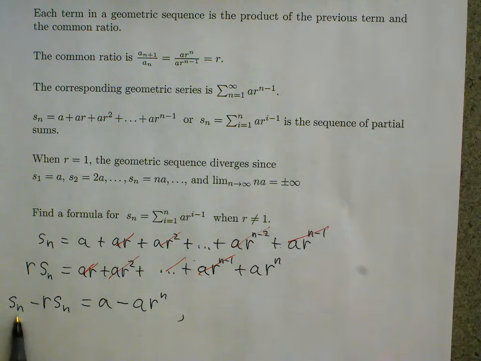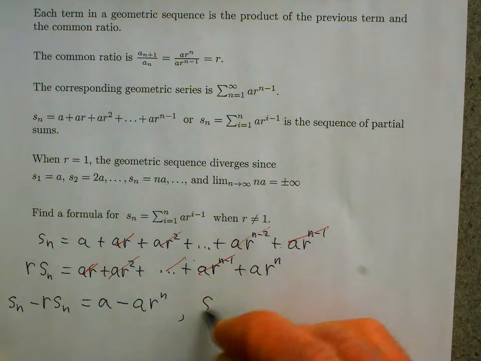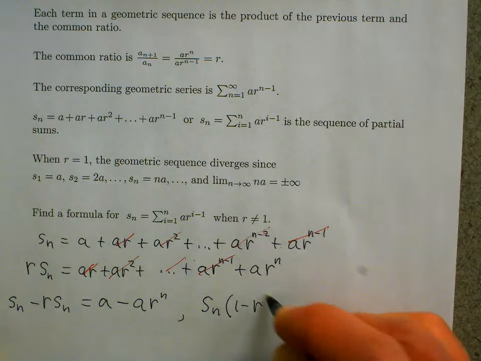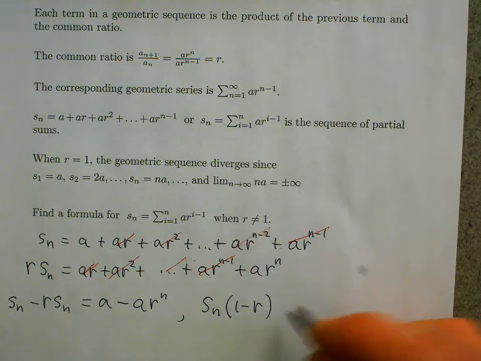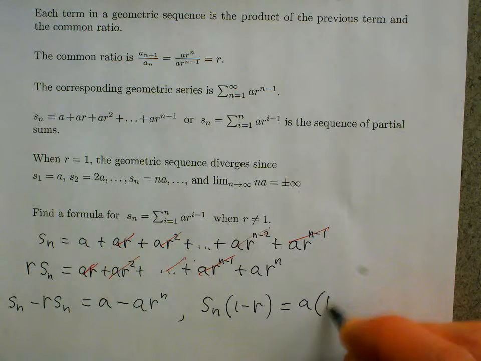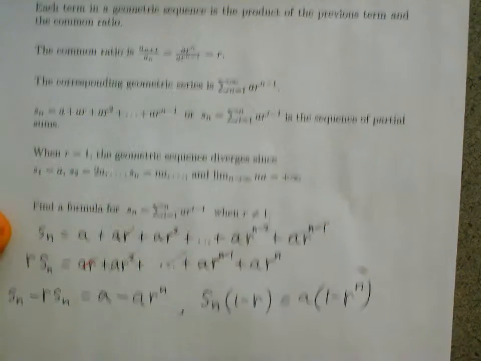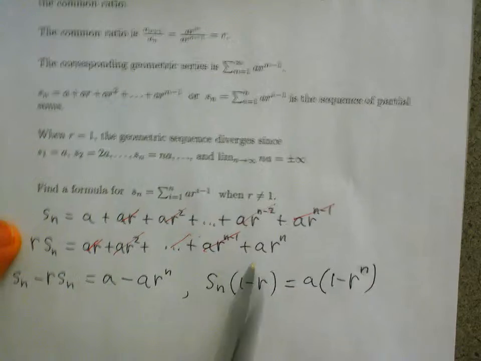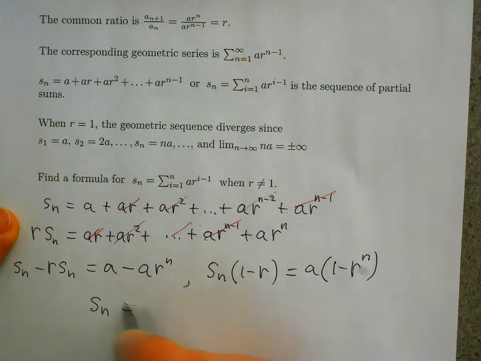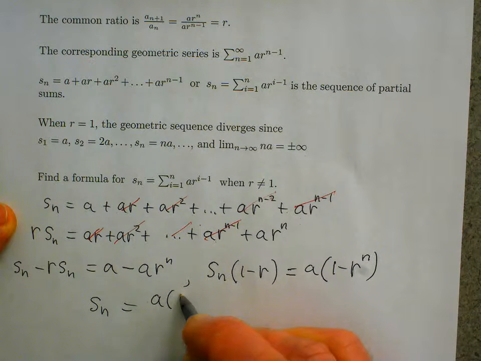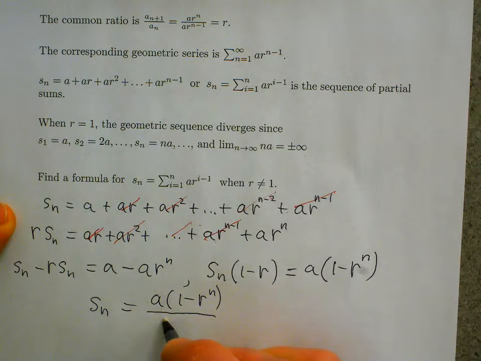Okay, then on the left-hand side, factor S sub n out, so we get S sub n times 1 minus r. On the right-hand side, we'll factor out a, so we get a times 1 minus r to the n. And we're trying to find a formula for S sub n, and we found it if we divide both sides by 1 minus r. So we get a times 1 minus r to the n divided by 1 minus r.